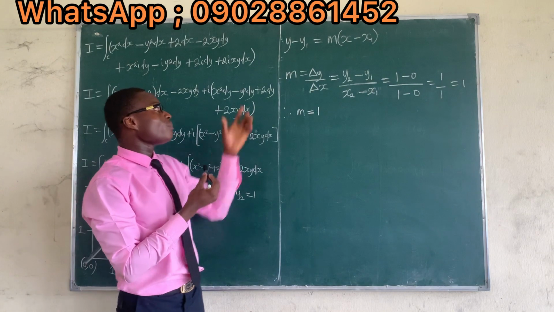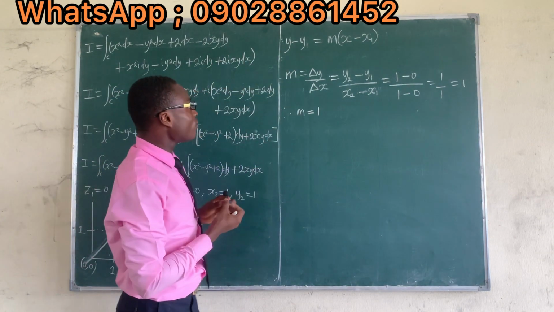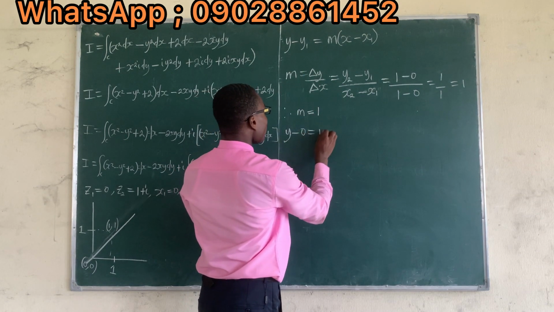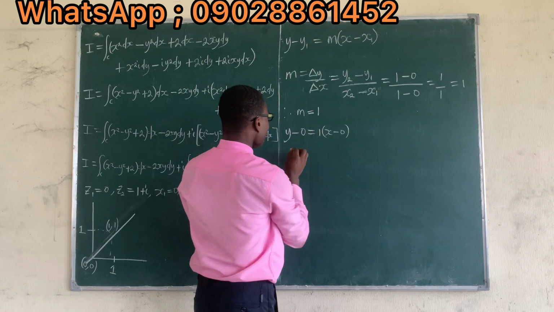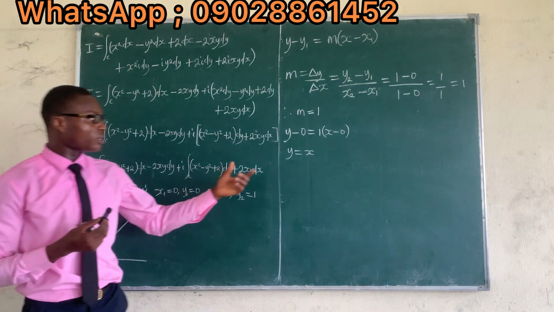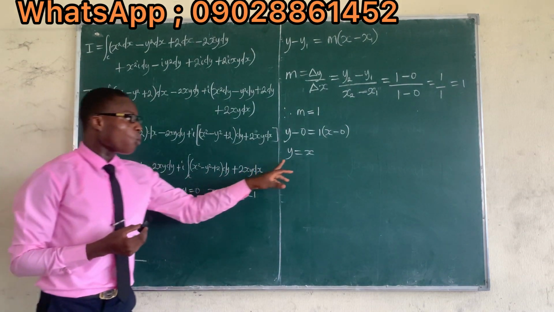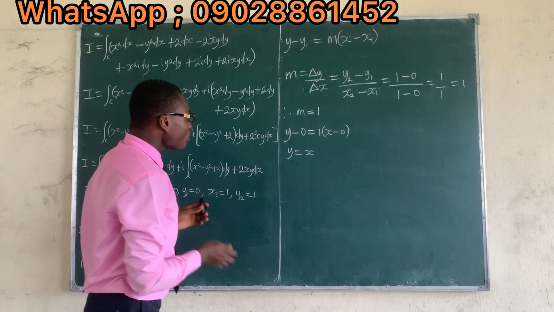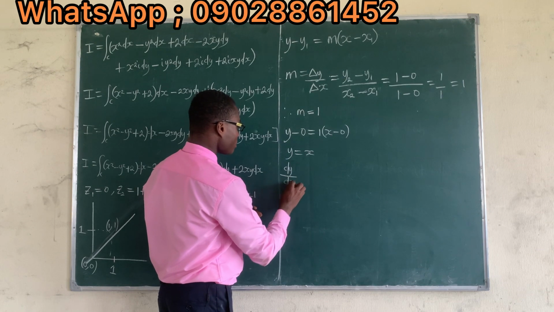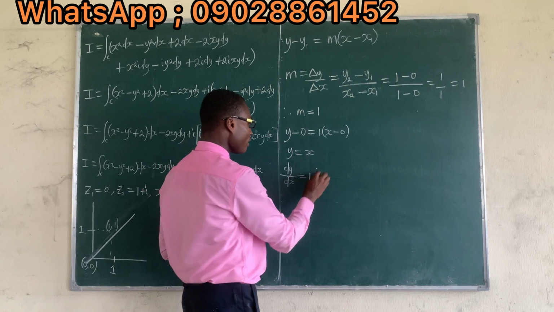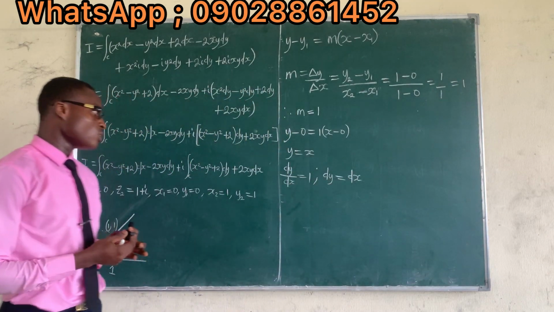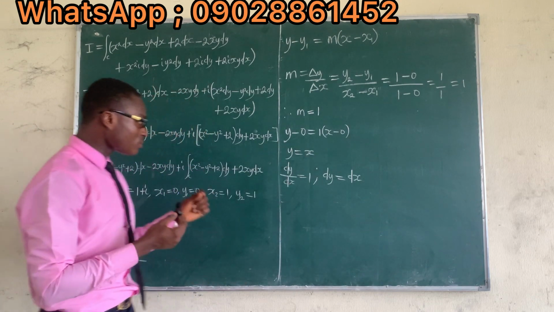So we are going to substitute m equal to 1 into our equation of a straight line. So we have y minus y1, which is 0, equal to 1 times x minus 0. This implies that y is equal to x. So this is the equation that governs this straight line: y equals x. If you differentiate y with respect to x, you have dy/dx equal to 1. Cross multiply, you have dy equal to dx.